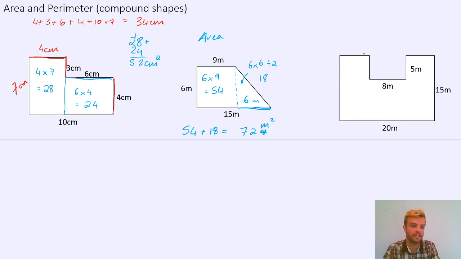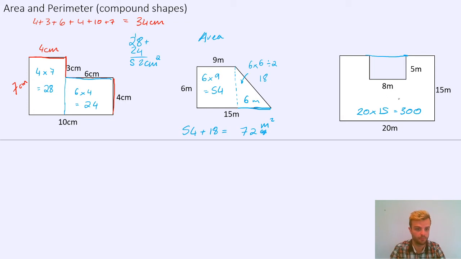This time I want to find the area of this entire rectangle as if it didn't have this part cut out. I'll then find the area of the bit that has been cut out, and then I'll subtract it from the larger area. So to start with, we need that larger area, which is going to be 20 times 15, so width times height, and 20 times 15 is 300.